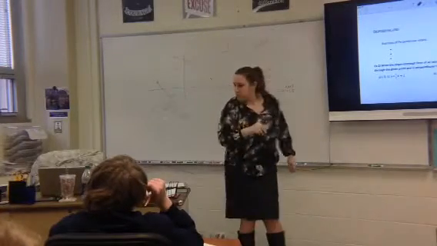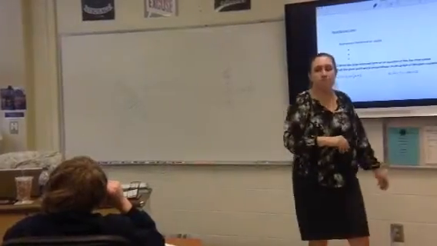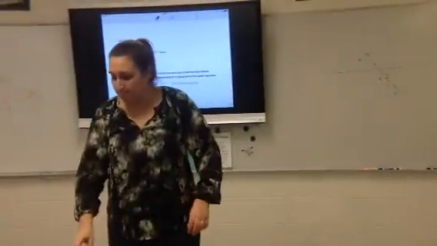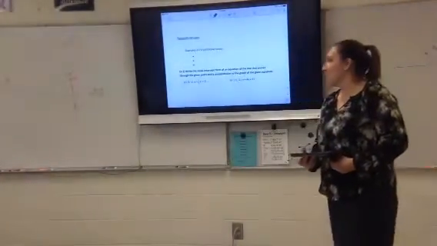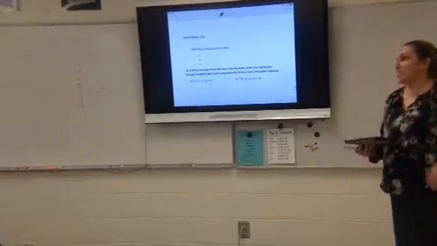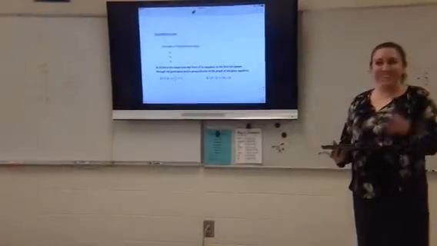Is there a term for when two lines are crossing and they're not perpendicular, not 90 degrees? Yeah, it's called intersecting. That's what we got. Okay, intersecting. Fair enough. Okay.